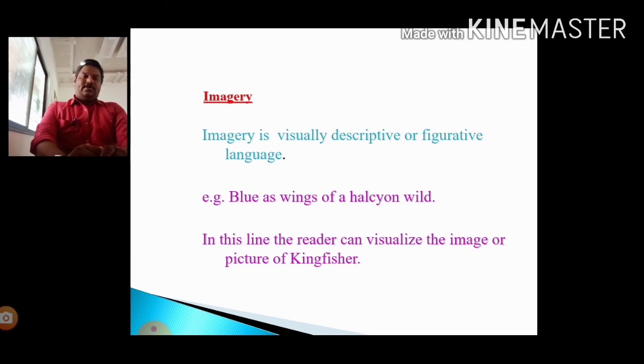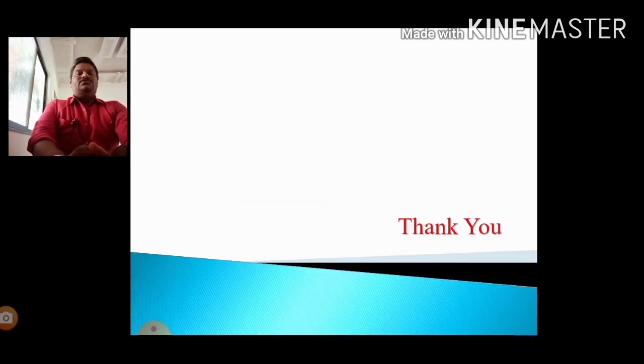Once again, I would like to read: "Blue as wings of a halcyon wild." In this line, the reader can visualize the image or picture of a kingfisher. After this line, one can easily visualize the image of a kingfisher in their mind. The image is there in front of the readers. That is imagery.